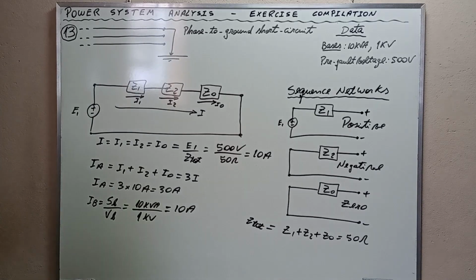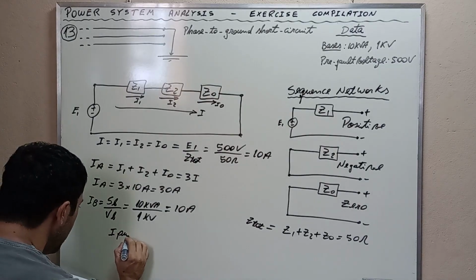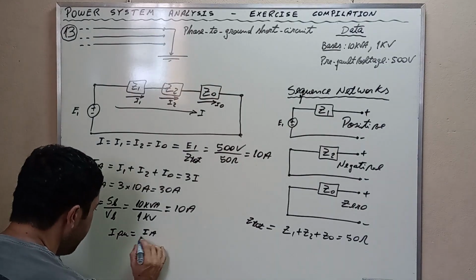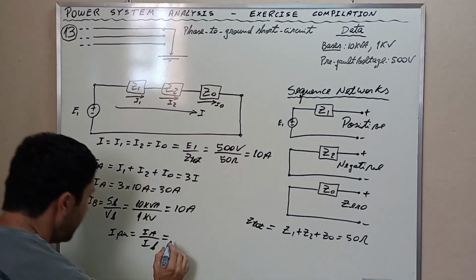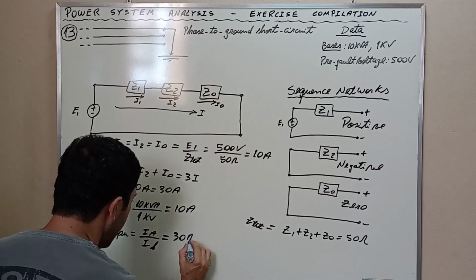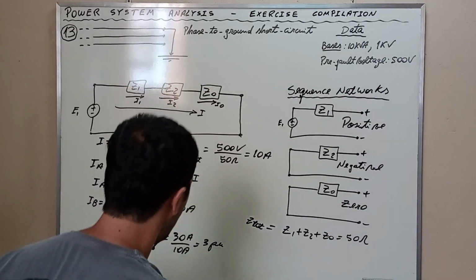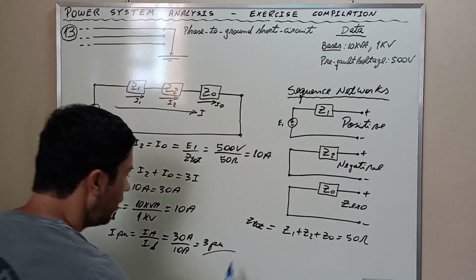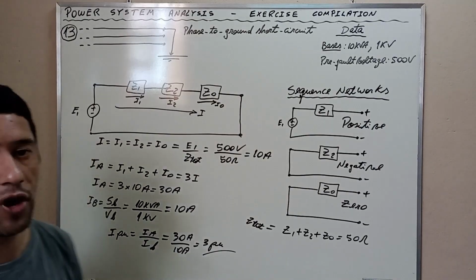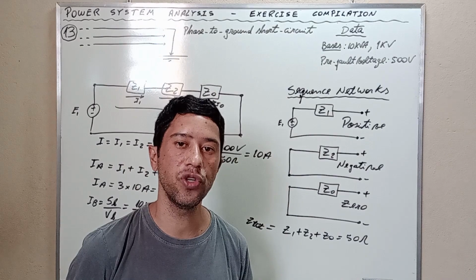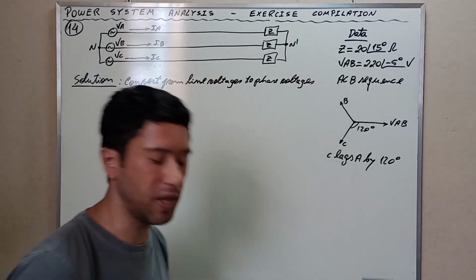And the value of the current in per unit is simply IPU is equal to IA divided by I base. And this is equal to 30 amps divided by 10 amps, which is equal to 3 PU. Okay, my friends, this is the answer. This is the solution of the exercise. This is all for exercise 13, my friends. Let's go to exercise 14 now. Exercise number 14 now, my friends.